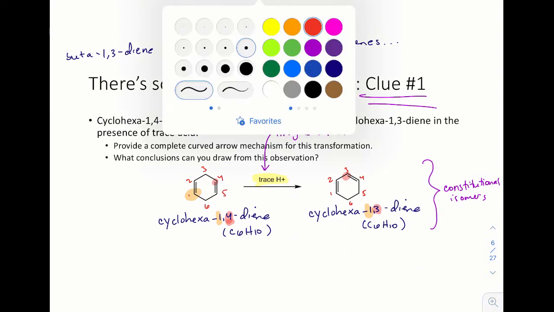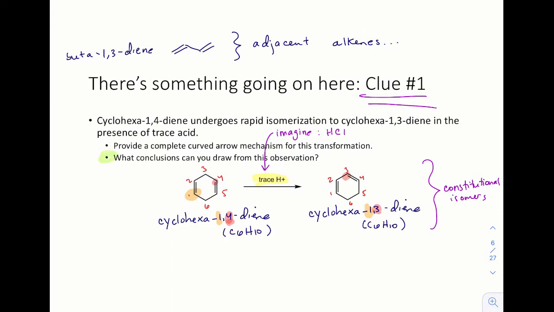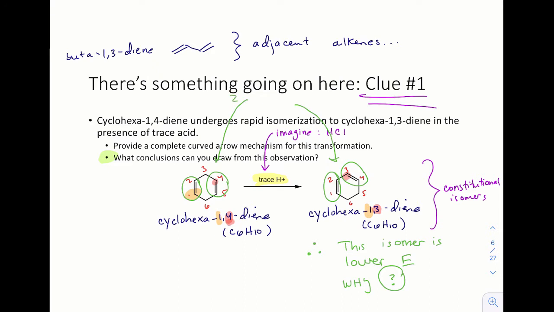So the second bullet point here says, what conclusion can you draw from this observation? Let's do that first. The conclusion that we can draw is that cyclohexa-1,3-diene is the lower energy constitutional isomer. Excellent, we can draw that conclusion, but can we explain it? Why is the 1,3-diene the lower energy isomer? If we take a look at the alkenes, in both cyclohexa-1,4-diene and in cyclohexa-1,3-diene, it just looks like there's two disubstituted alkenes. Think about what we know about alkene stability.